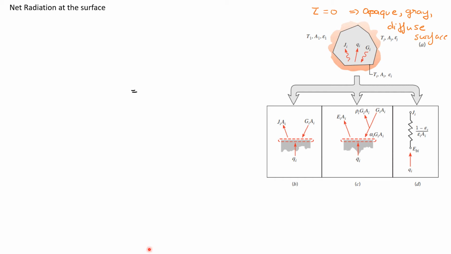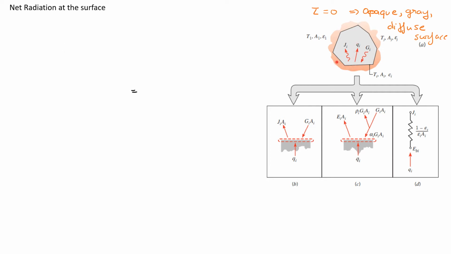Alright, so in this video we'll be going into details of how to calculate the net radiation at a surface using view factors, and we'll also be looking at thermal resistances and how to calculate the net radiation and total resistances for this scenario.